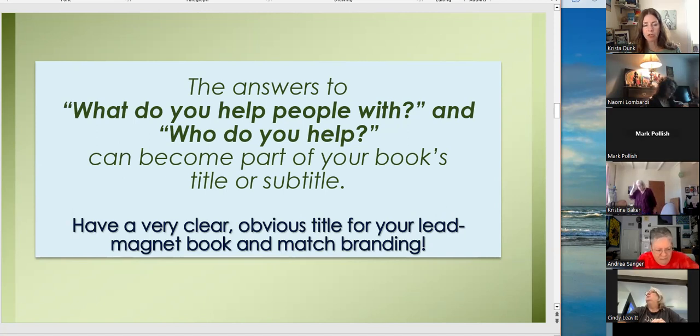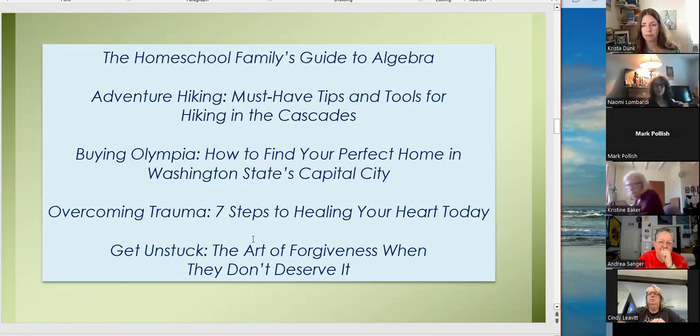And here's some examples. I completely made these up. If these books exist out there, I have no idea. I made them up last week, just as some examples. So the Homeschool Family's Guide to Algebra. That is super obvious who that book is for and what it's about, right? It's for people who do homeschooling, and it's about math, algebra specifically. Adventure Hiking, must-have tips and tools for hiking in the Cascades, which is the mountain range in my home state, Washington.